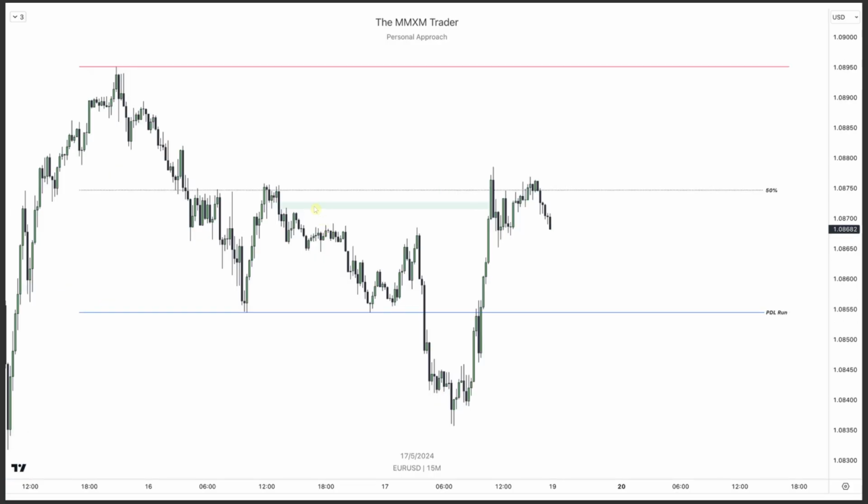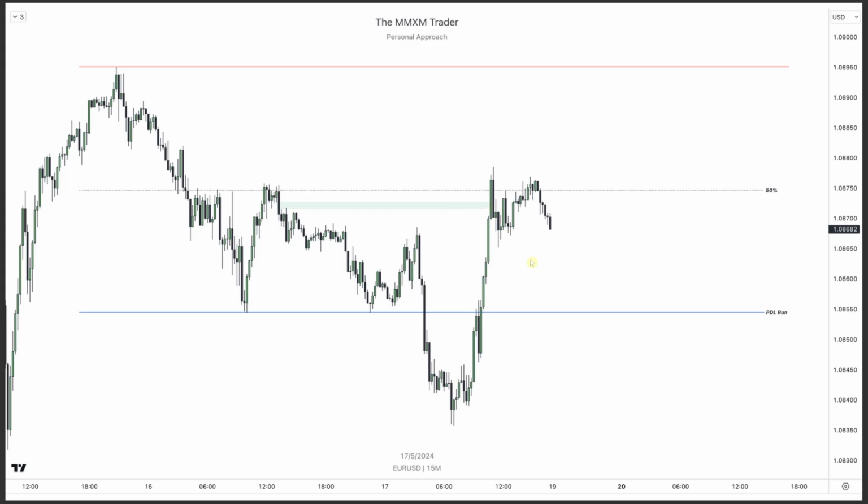So, where is that 15-minute fair value gap? We can see this little gap over here, and it is around the 50% level, right? So you want to take profit around the 50% level. It doesn't necessarily have to go to the 50% level, but it has to be in the vicinity of it. So this fair value gap is in the vicinity of that 50% level of the previous daily candle, and that should be the drawn liquidity.